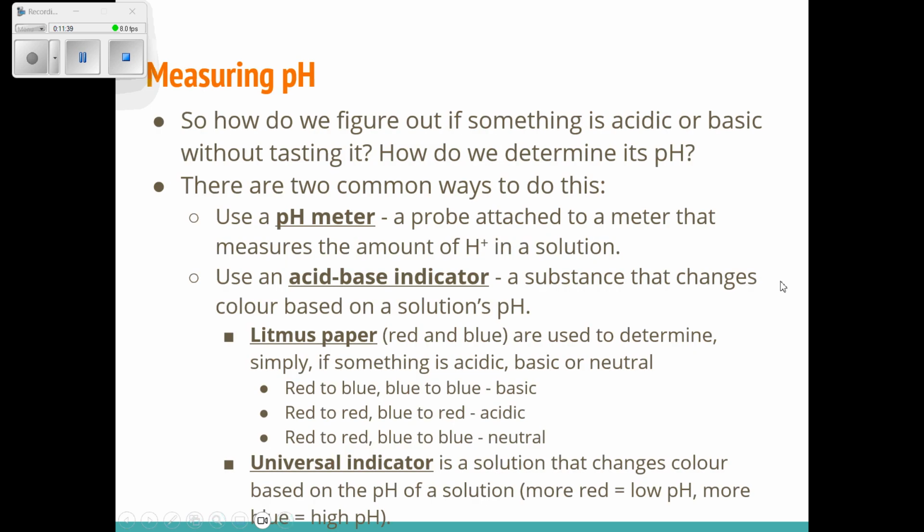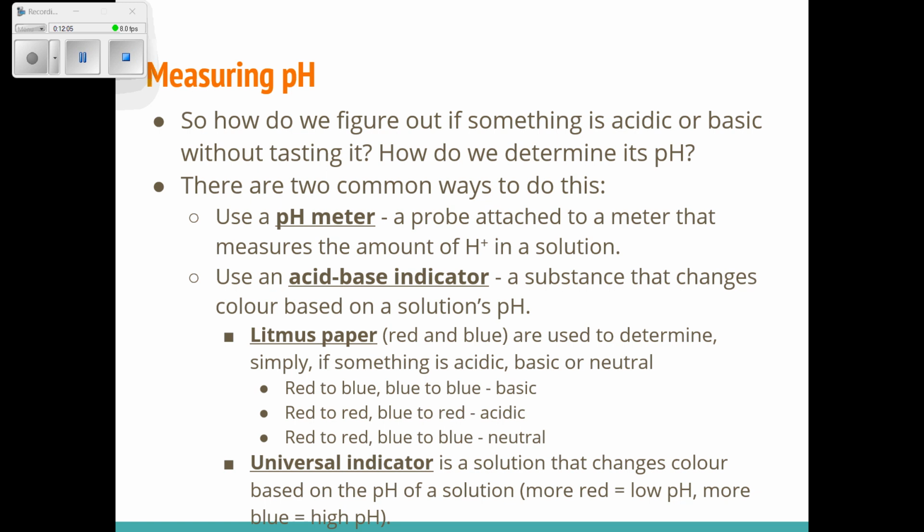So some ways to measure pH. I already mentioned the litmus paper. Another way to measure it is a pH meter, which is just a stick, a little device that you put into a solution, and it'll measure the pH for you. Another way is an acid-base indicator. So that's the litmus paper. And then we also have just substances that we add.